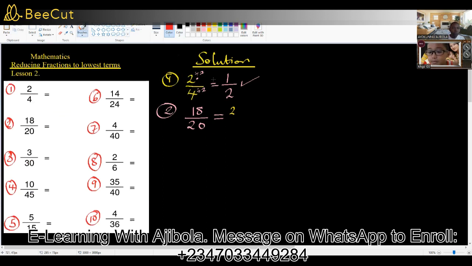So it means 2 times 9 is 18. Now, 2 times what is going to give me 20? Oh, 10, very good. So if I am cutting this down, I can now say 2 has cancelled 2. So my final answer is 9/10.